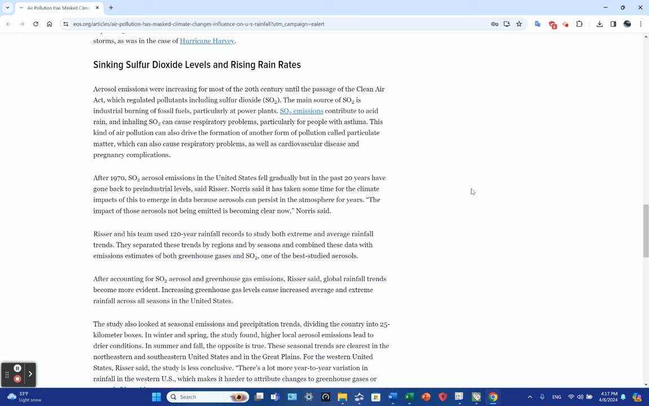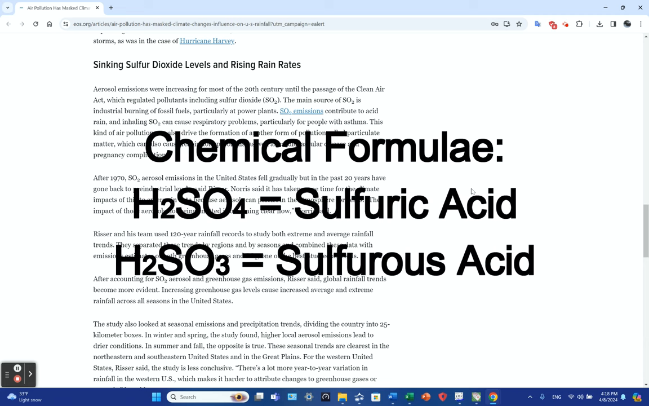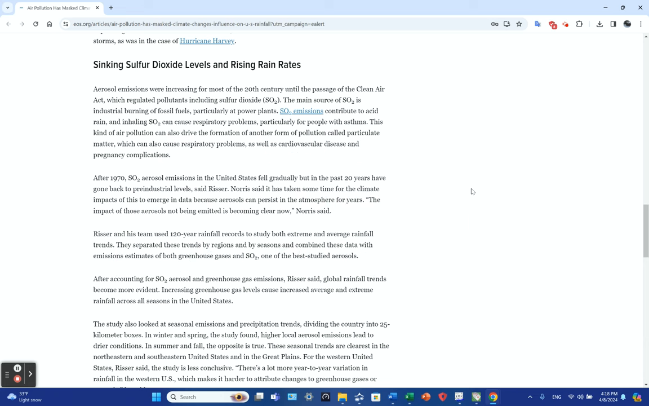Aerosol emissions were increasing for most of the 20th century until the Clean Air Act. The main source of SO2 is industrial burning of fossil fuels, particularly at power plants. SO2 emissions contribute to acid rain by mixing with water to form sulfurous acid, and then it falls in lakes and reduces the pH. Inhaling SO2 can cause respiratory problems, especially for a person suffering with asthma.